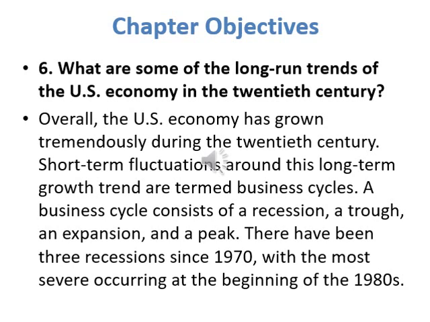Overall, the U.S. economy has grown tremendously during the 20th century. Short-term fluctuations around this long-term growth trend are termed business cycles. A business cycle consists of a recession, a trough, an expansion, and a peak. There have been 3 recessions since 1970, with the most severe occurring at the beginning of the 1980s.